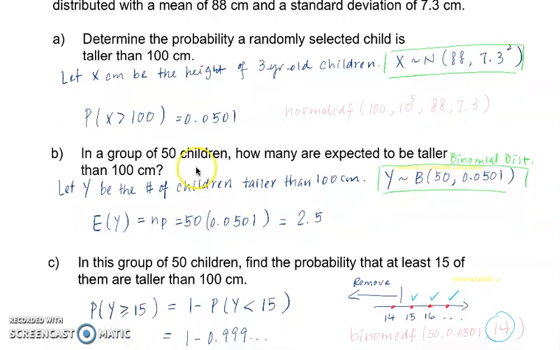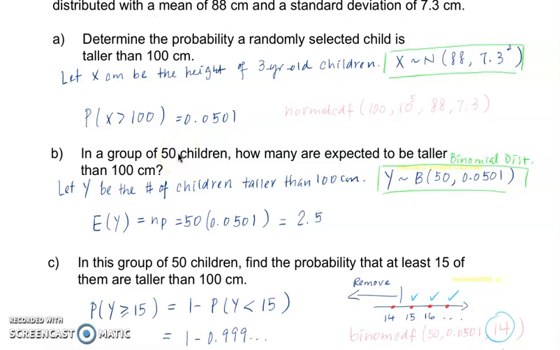Part B. Now, in a group of 50 children, so now we know the group size, how many are expected to be taller than 100 centimeters? What does that sound like? We're not looking for a particular height here, right? The question has kind of changed into taller than 100 centimeters versus not taller than, or shorter than, 100 centimeters. What does that sound like? A binomial distribution. I have the group size, number of trials, 50.